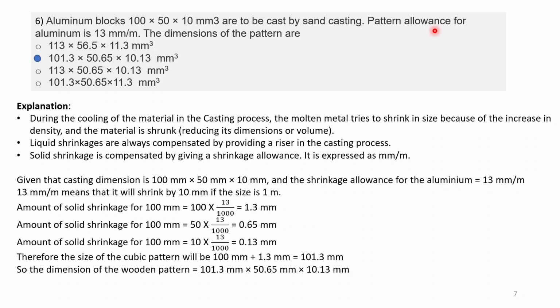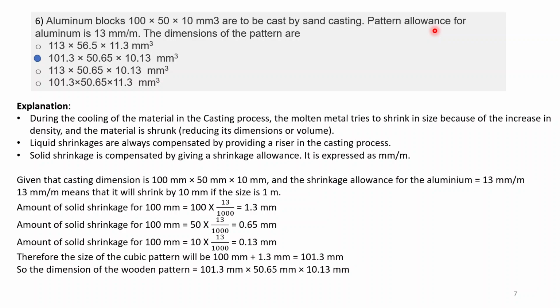Okay, so if the size of your casting is 1 meter by 1 meter by 1 meter, then in that case you have to add 13 mm in all those dimensions. Okay, but here your size is 100 mm, so you will have to multiply 100 by 13 divided by 1000 to convert it into mm. Okay, so it will be 1.3 mm that you have to add as allowance. Okay, so it will be 101.3.